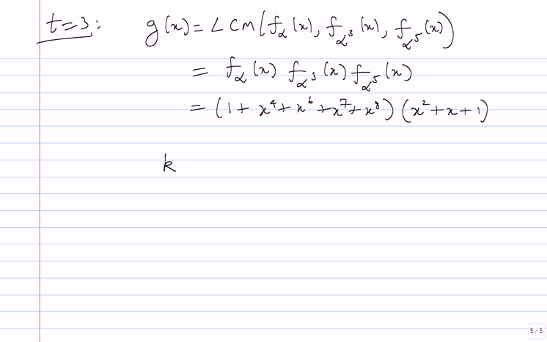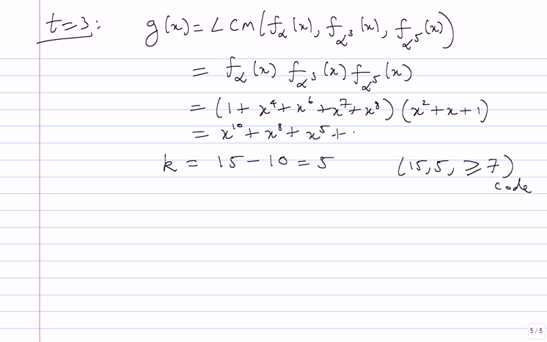Okay, so what can I conclude about k? 15 minus 10, which is 5. So this I know will be a 15, 5, greater than or equal to 7 code. Okay, but let's see if we can get rid of the greater than or equal to. Yeah, we can. What is the expression now for the plus?